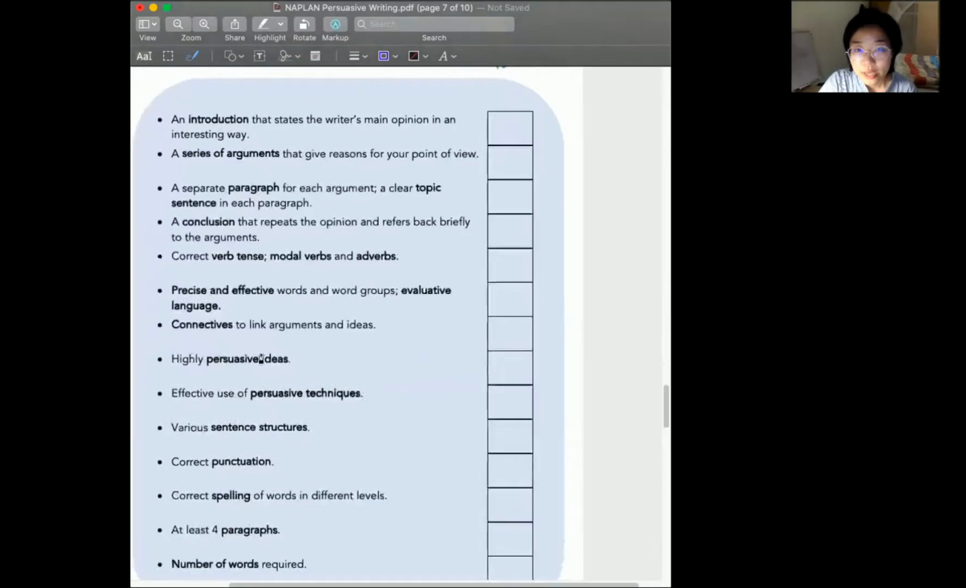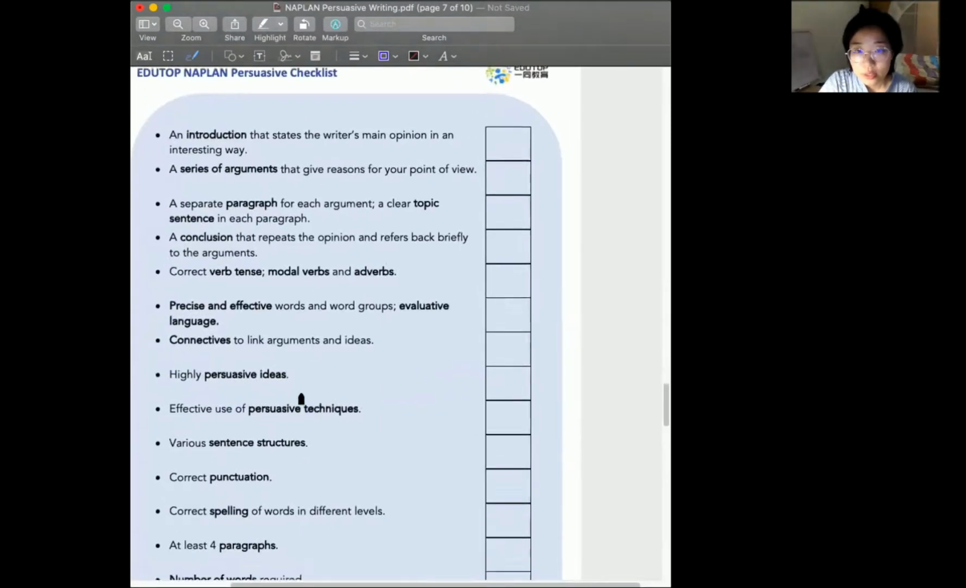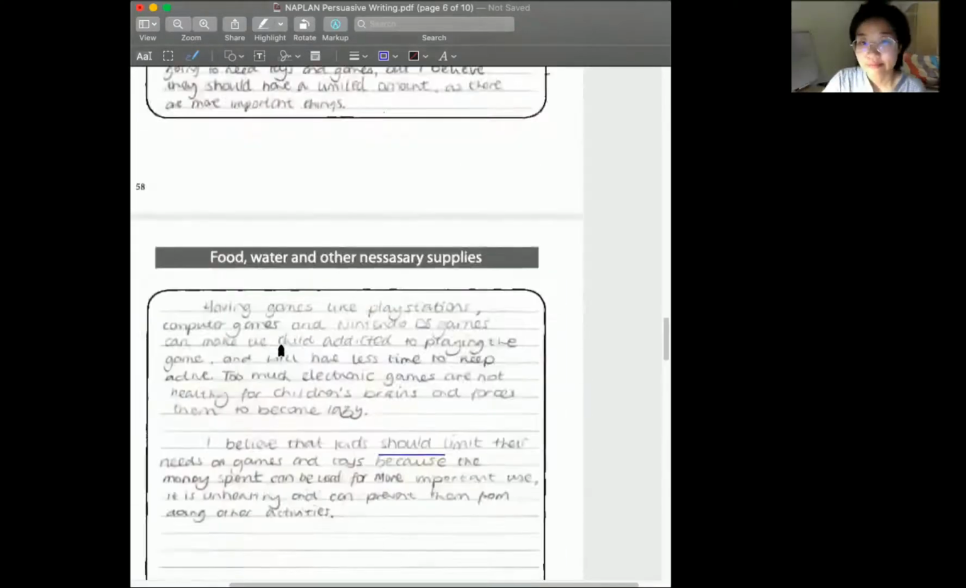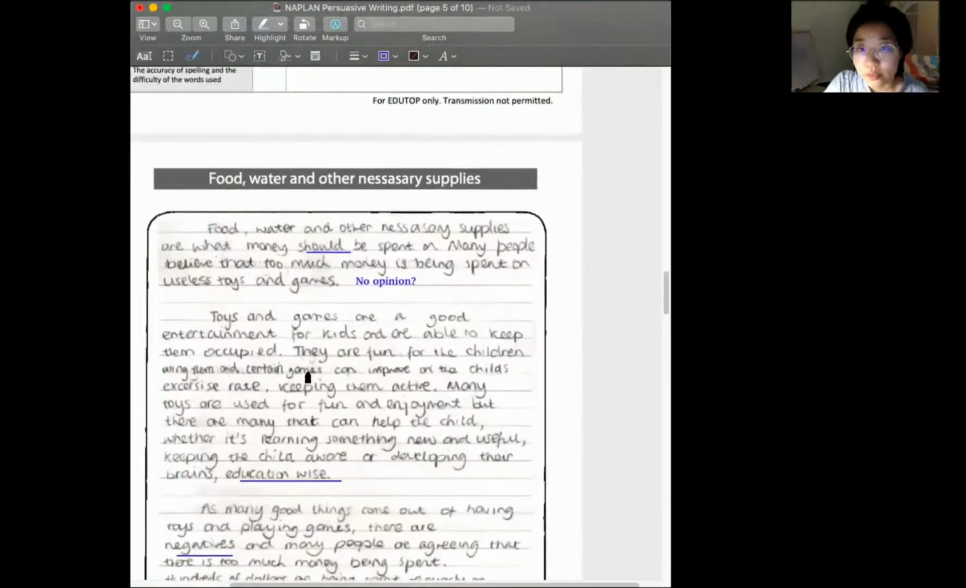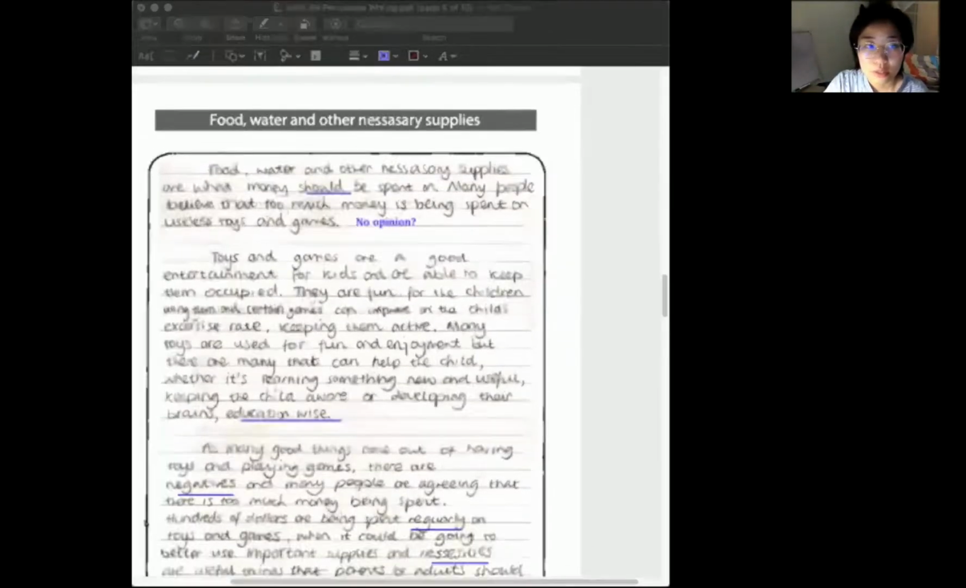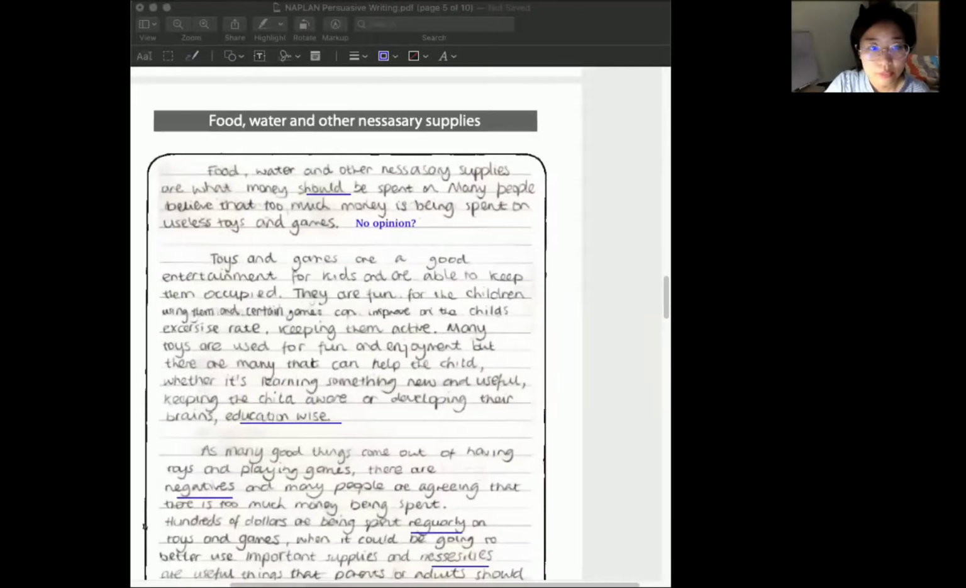Another one is evaluative language, right? So do we have a sentence talking about opinions toward the argument?